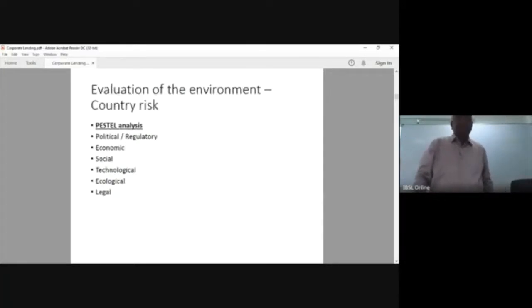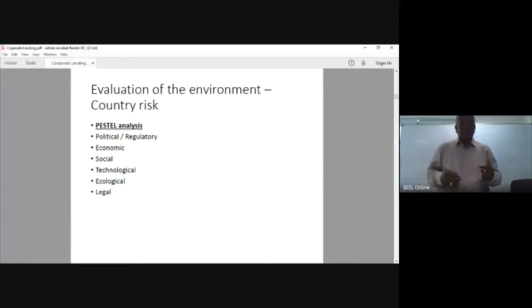Evaluation of the environment. First, of course, evaluation of the environment. And there is another term for this one, country risk, because it is for the entire country. So when a foreign company wants to come and invest in Sri Lanka, first, of course, they do a country environment analysis, that is, a country risk analysis. Whether they can come and do business in this country, whether it is conducive for them to do it successfully. So we call it country risk.